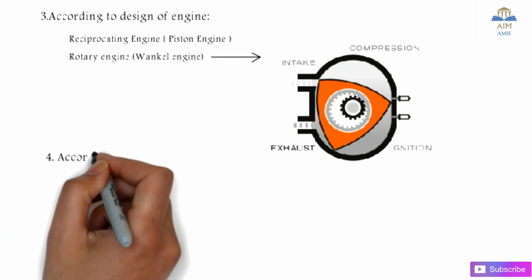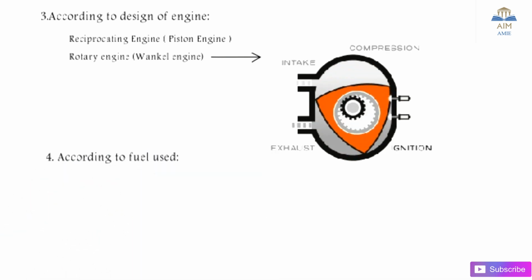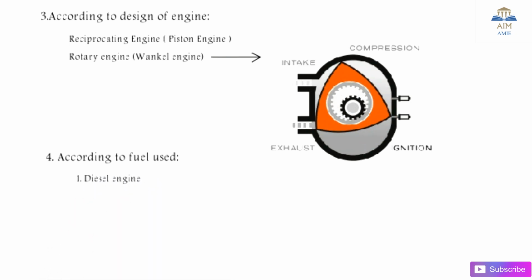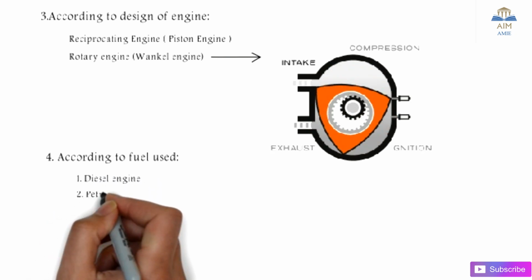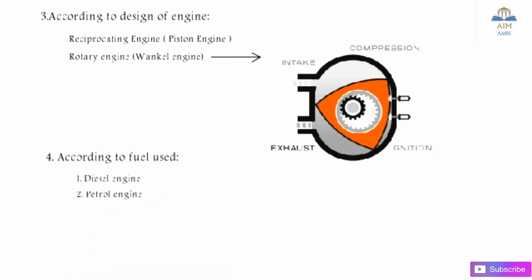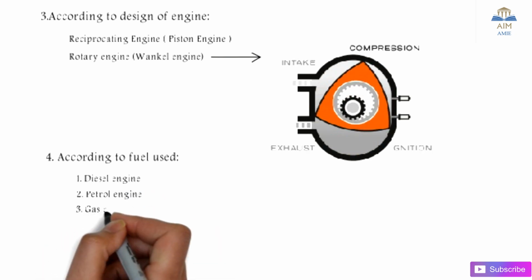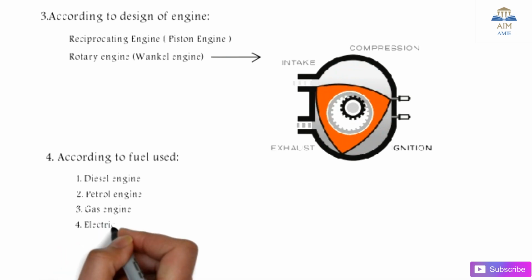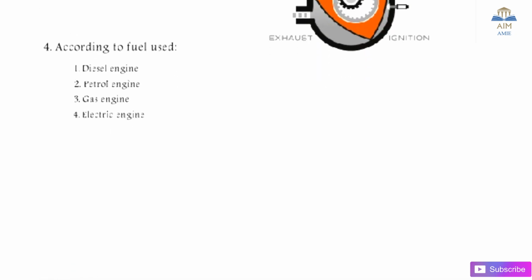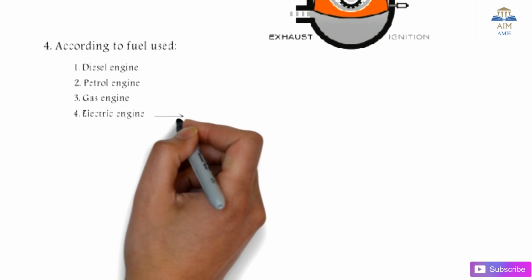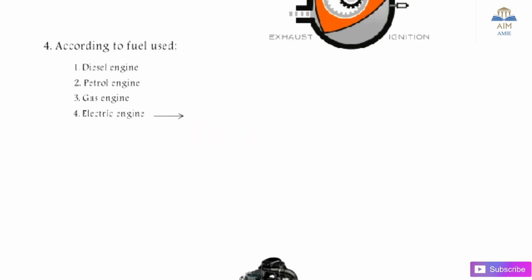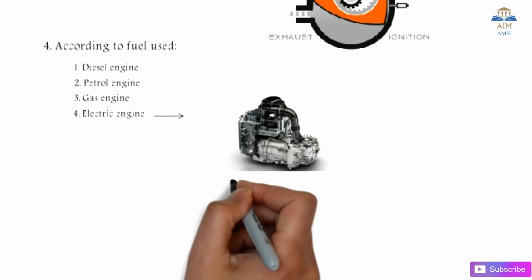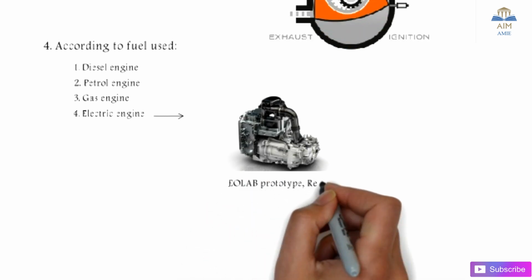The next one is according to the fuel used. We all know this, which is the diesel engine, petrol engine as well, gas engine we have, and the next one is the electric engine. So guys, the electric engine is none other than a normal induction motor which is connected to the compressor and the turbine. So guys, this is a simple representation and the prototype, that is the ELO prototype made by Renault.